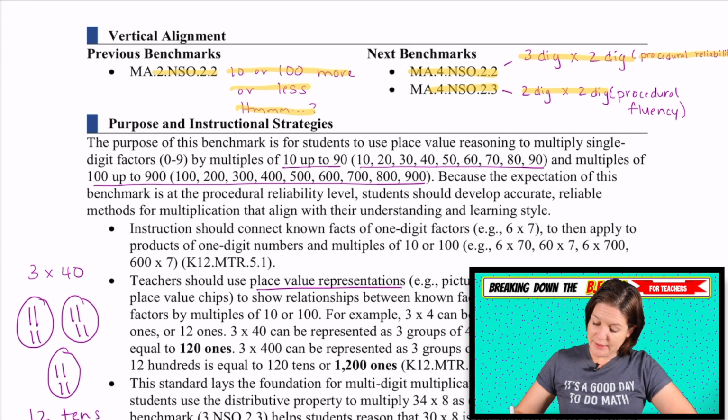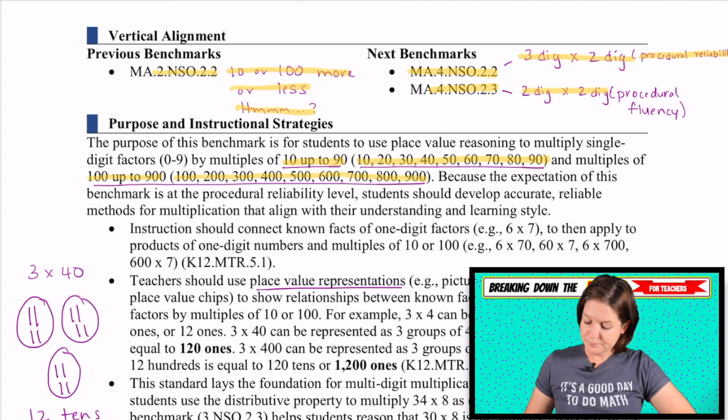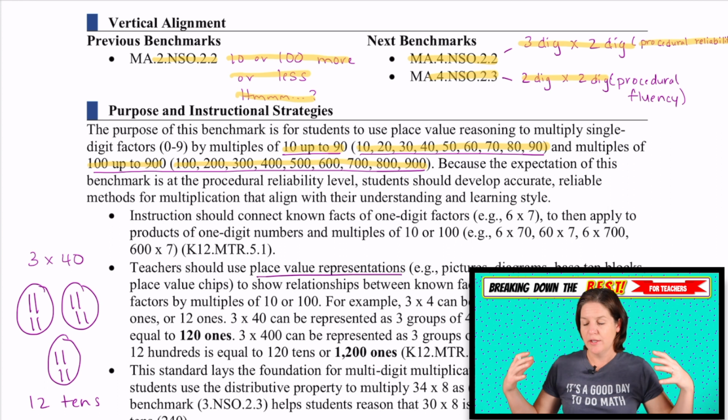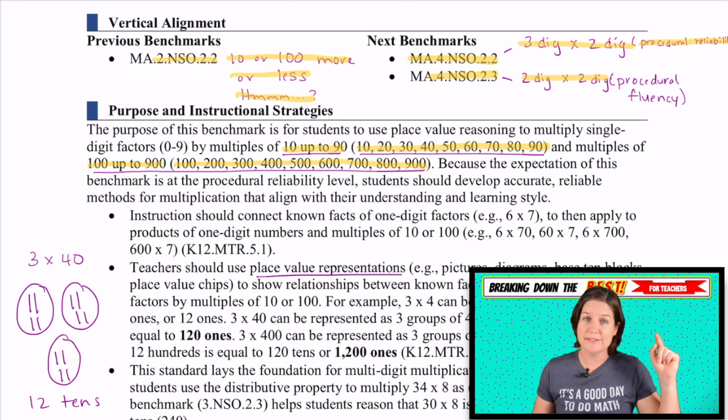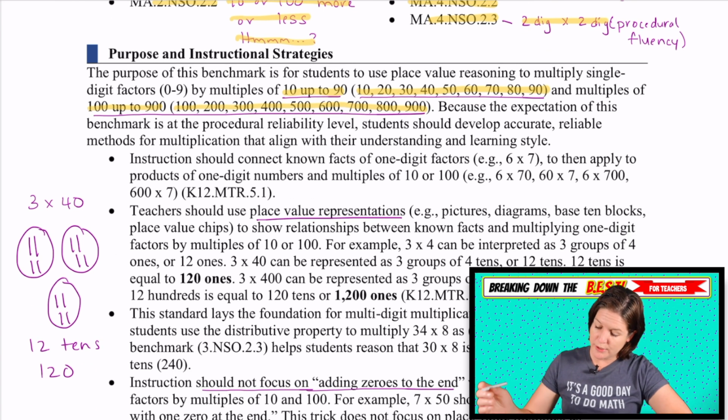I like in the purpose and instructional strategies, just in case you weren't sure what 10 up to 90 meant, those are all multiples of 10. And multiples of 100 up to 900 are all of these multiples right here. This connects because of the area model in 4th grade, big time. So getting them to practice this now is huge.